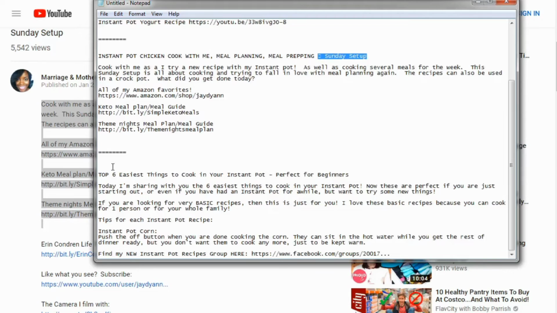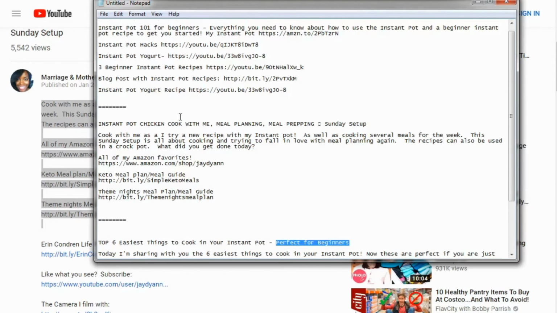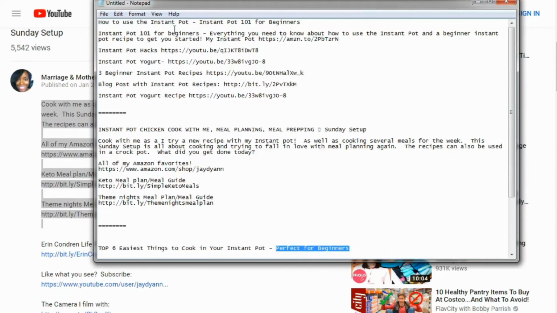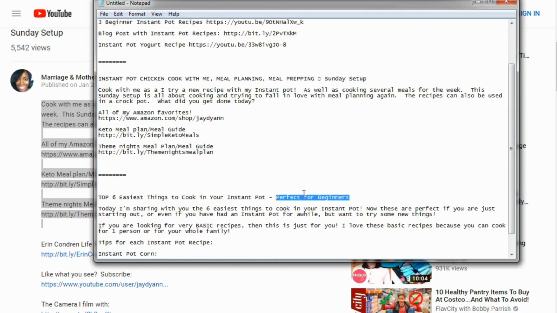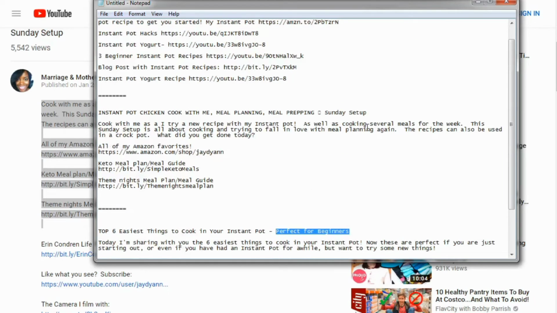And top 6 ways, top X ways, top certain number of ways is always a good title. So perfect for beginners. So if you can imagine, we already see that this title has beginners. This one's calling out perfect for beginners. And this one essentially is calling out people who are busy. So it's a target audience. So that's key.